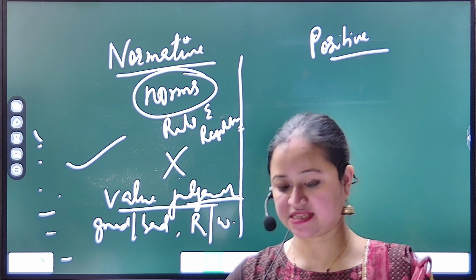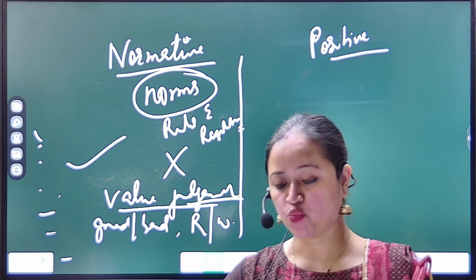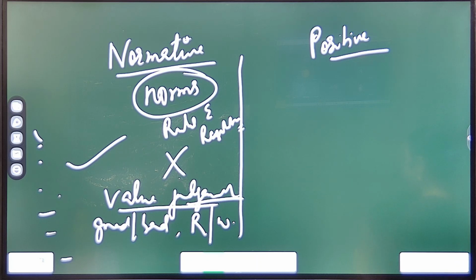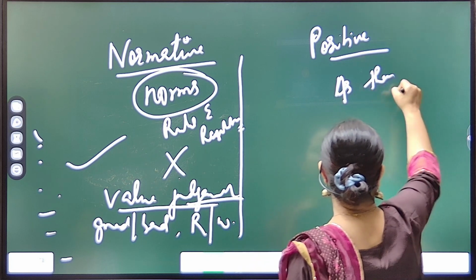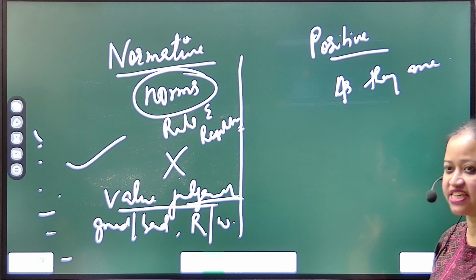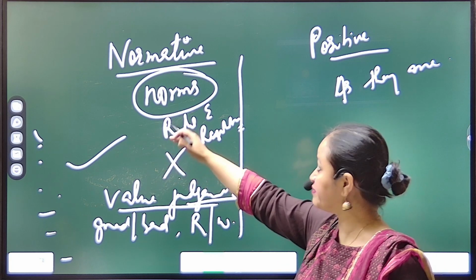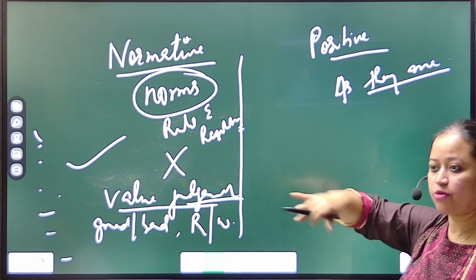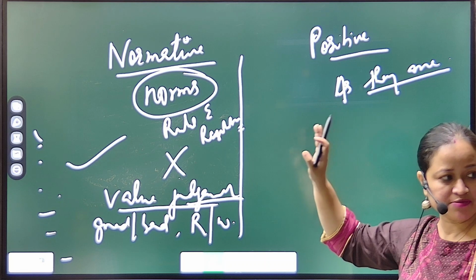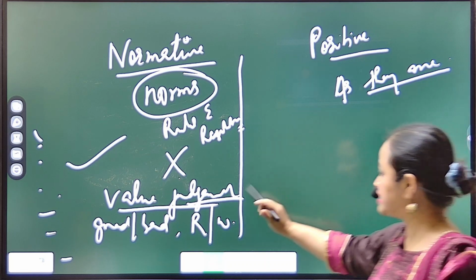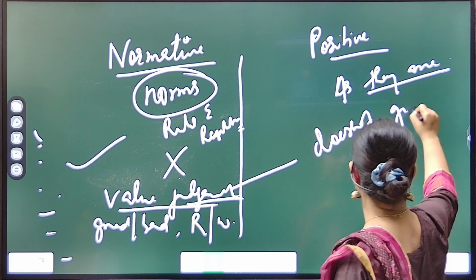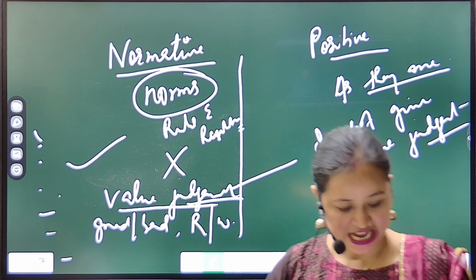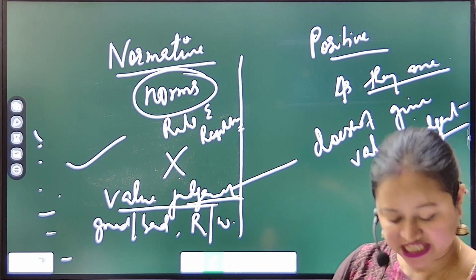Now about positive economics. Okay, so positive science explains what is, but not what ought to be. That means it studies the problems of the economy, or the variables, as they are. It's not like normative. In normative economics, it says, okay, it should be like this, it should not be like this. And here it studies the problem as it is. Whatever the problem is, it is studied that way itself. That means it does not give value judgment. It explains the things as they are.